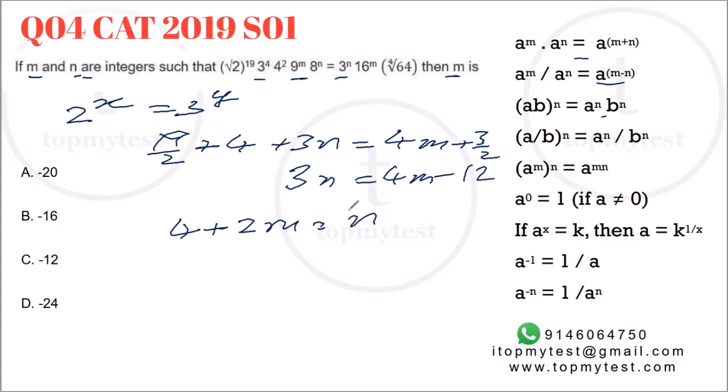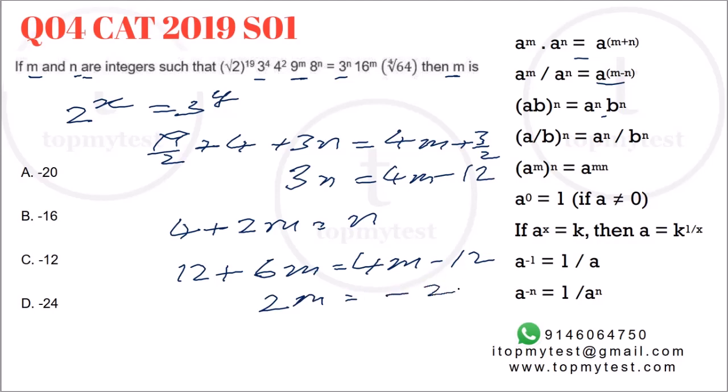Right? Substitute this n here. We'll get the value of m. So you'll get, multiply this by 3. You'll get 12 plus 6m equals 4m minus 12. If you rewrite this, you'll get 2m equals minus 24. M should be equal to minus 12. Option C will be our correct choice.